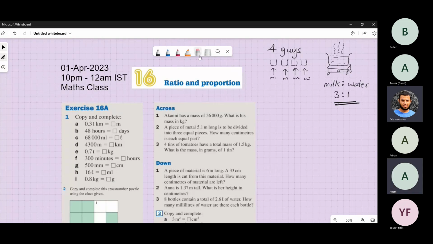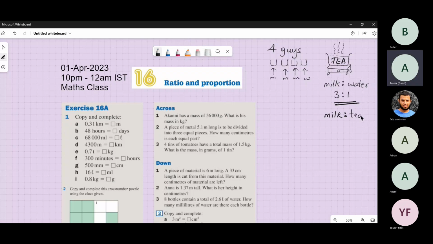Okay. 3 to 4 will be what? 3 to 4 will be for milk with the total composition of this pot, this tea. This is overall tea, right? So if I ask you milk to total tea, then you will say 3 out of 4 in that case. Okay. So this is what ratio is all about.